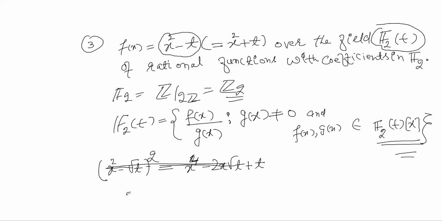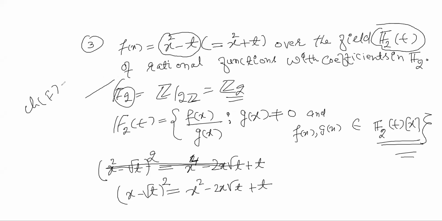I will take this one, x minus square root t whole square, and this is going to be x square minus 2x square root t plus t. Okay. Now this field f2 is a field of characteristic 2. Characteristic of f is 2. So once characteristic of f is 2, this thing would become 0. So you will get x square minus t.